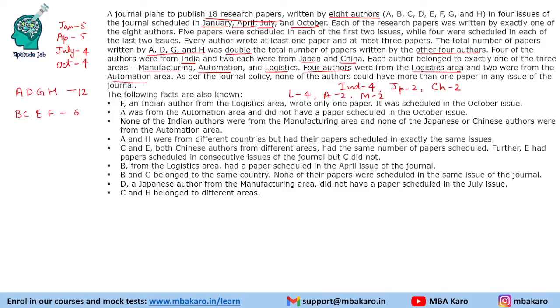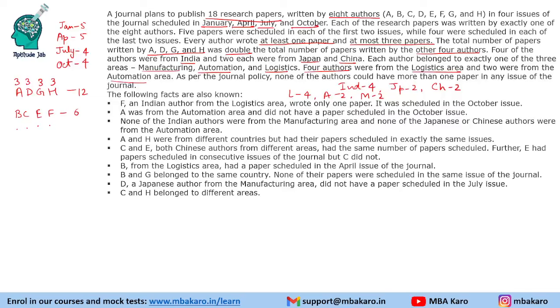Now we are given some facts, and based on these facts we will try to fill in the table. It is also given that as per the journal policy, none of the authors could have more than one paper in any issue of the journal. And one piece of information that we skipped is that every author wrote at least one paper and at most 3 papers, so 1 to 3 papers. Now it becomes quite evident that ADGH must have written 3 papers each, and these 4 will together write 6 papers. Okay, and each month only one paper can be written by one author.